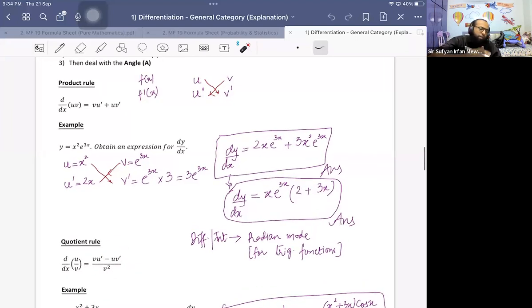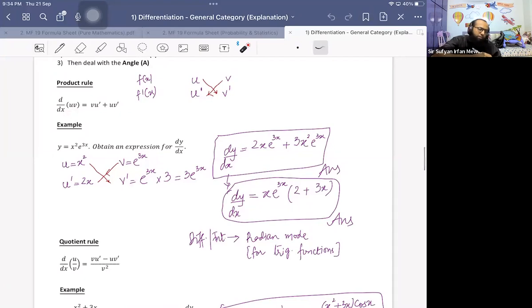So if we look at the example for product rule, we have been given y equals x square e power 3x. Now this product rule and quotient rule are very much used in many questions, right? It's a very simple rule written in the formula sheet as well. We just need to know how to apply that.